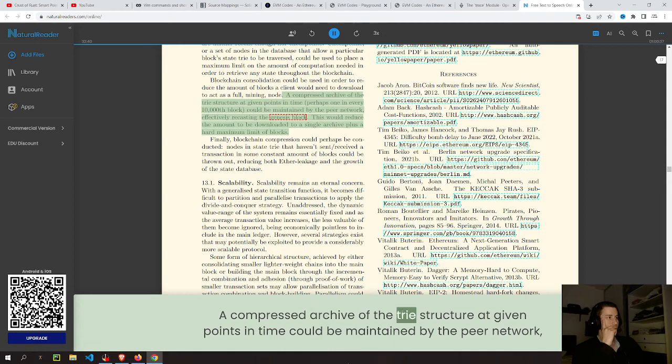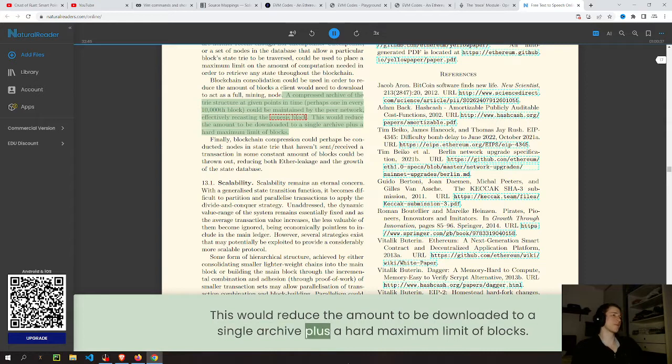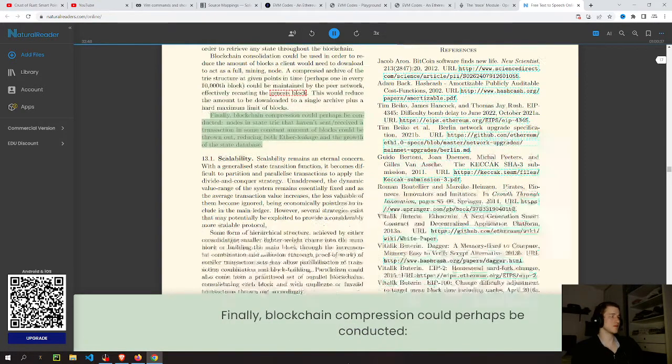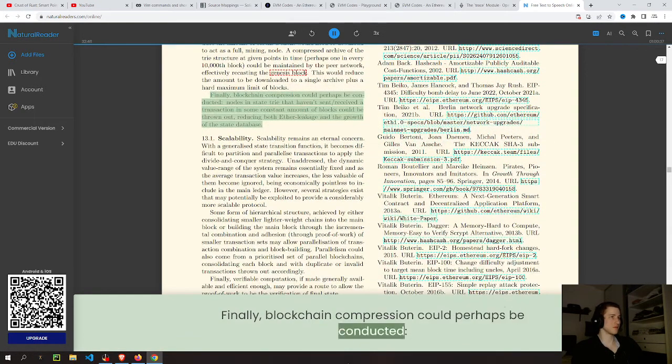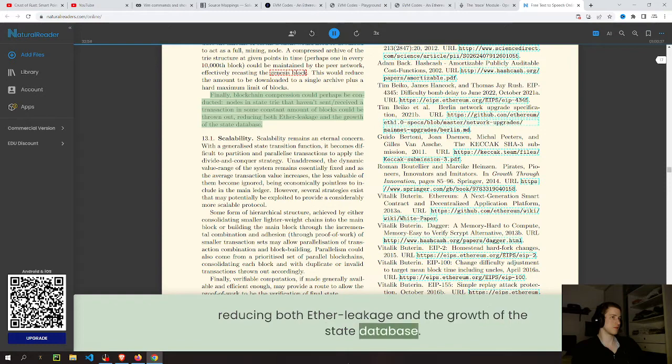A compressed archive of the tree structure at given points in time could be maintained by the peer network, effectively recasting the genesis block. This would reduce the amount to be downloaded to a single archive plus a hard maximum limit of blocks. Finally, blockchain compression could perhaps be conducted. Nodes in the state tree that haven't sent or received a transaction in some constant amount of blocks could be thrown out, reducing both ether leakage and the growth of the state database.